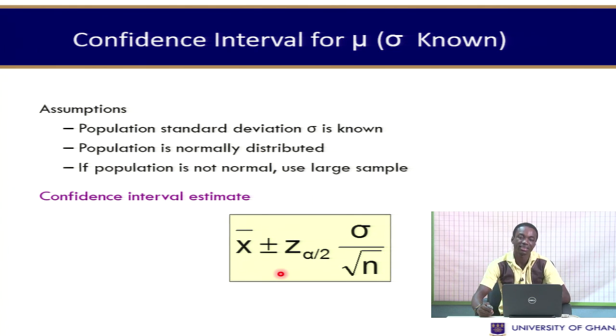So, let's see how we would construct a confidence interval for our population mean, given that our population standard deviation is known. We take into consideration certain assumptions. The first assumption is that the population standard deviation is known, the population is normally distributed, and if the population is not normal, we are going to use large samples. So, our confidence interval estimate is given as x bar plus or minus z alpha over 2 times our standard error.